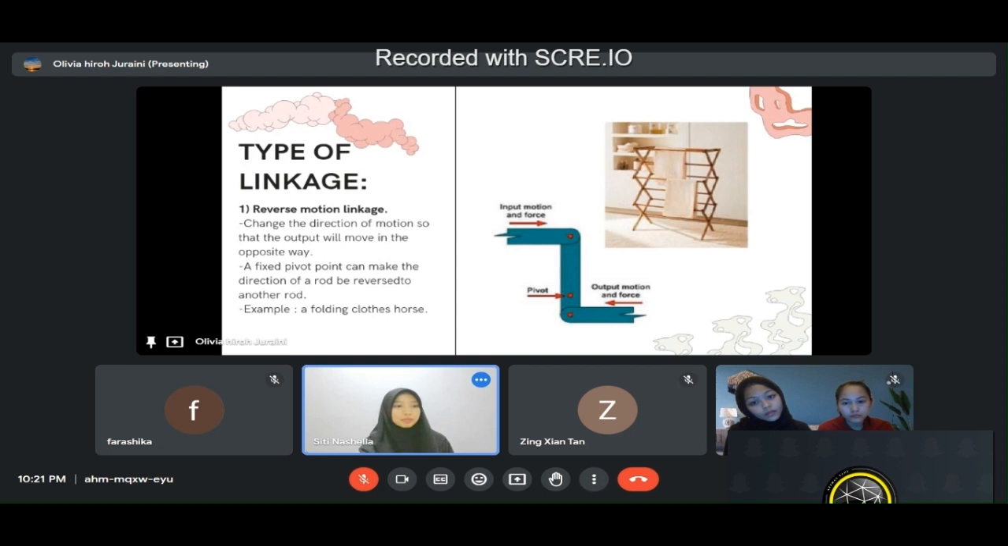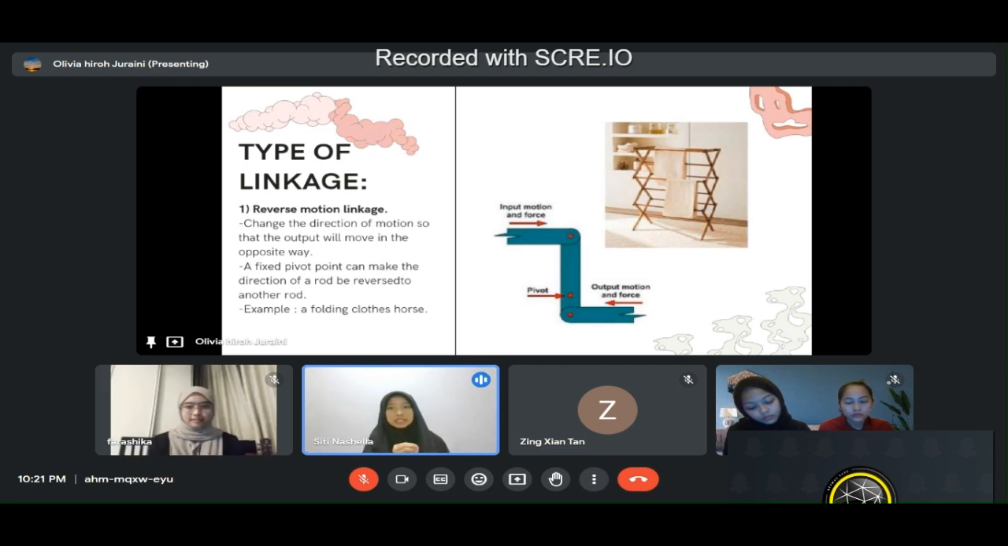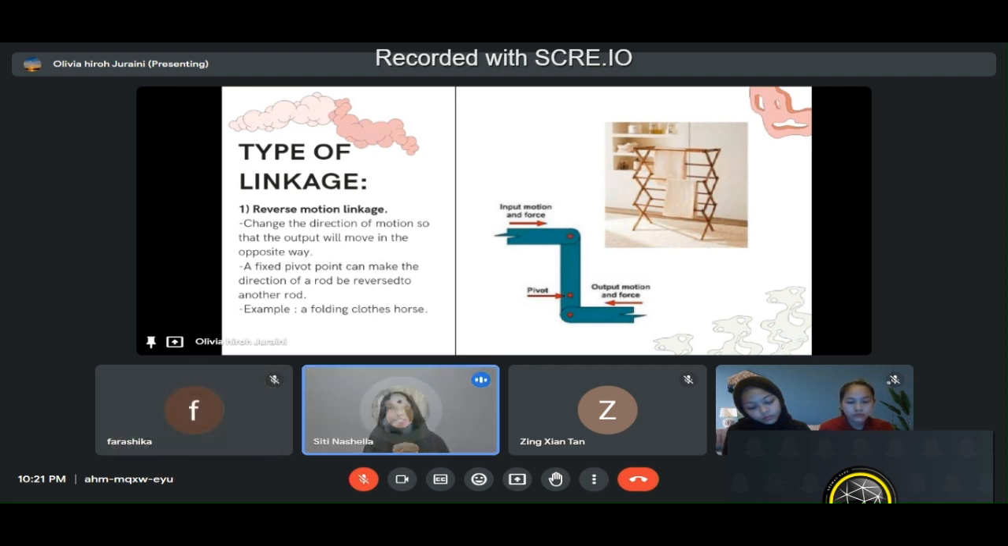And then, for example, like a folding clothes horse. To make it simple, when you see the folding clothes horse, the top rod will move to the left, while the bottom will move to the right. So that is how it functions.